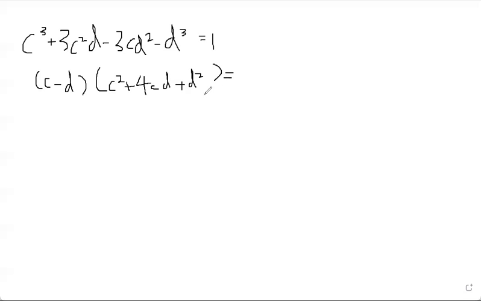And this is just factorization, right? It's nothing hard to do. So this equals 1. So c minus d has to be plus or minus 1. And lucky for us, that gives only very few solutions. So let's look at the first one. c equals d plus 1.